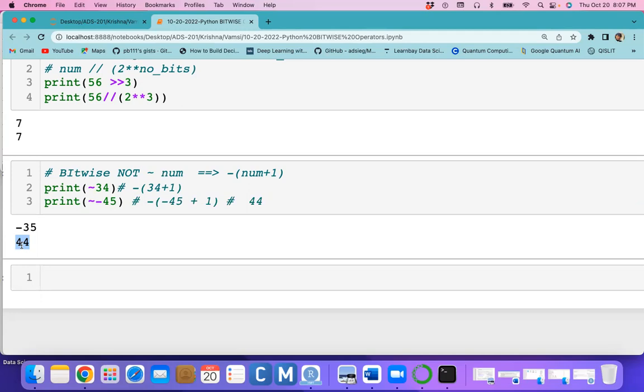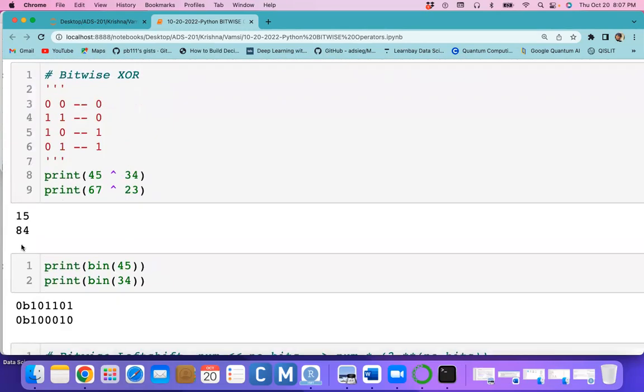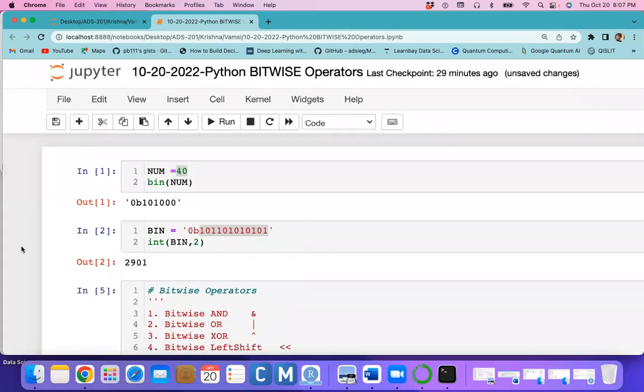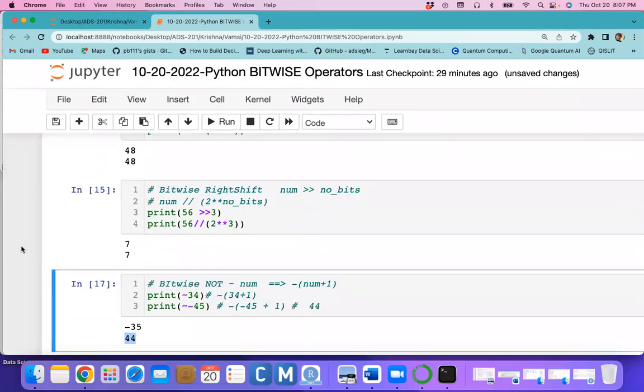And I think those who are working in embedded systems, or who want to go as embedded engineers or Linux drivers or Linux developers, they have to understand this kind of concept. But those who want to go into data science or data analytics, we don't need this kind of concept. Okay. So this is about bitwise operators in the Python programming language. I hope you are clear on all the operators.